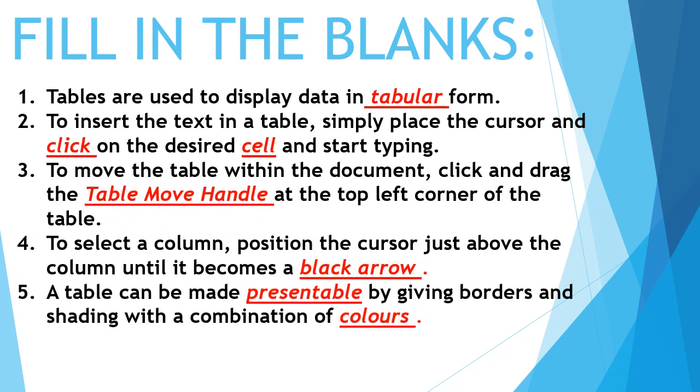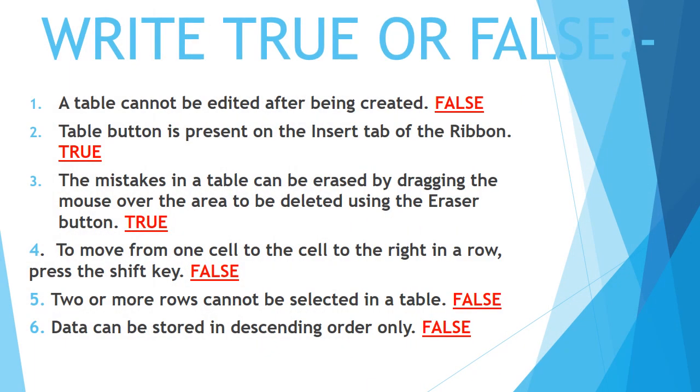A table can be made dash by giving borders and shading with a combination of dash. What can we do by giving borders and shading? Yes, we can make our table presentable. And borders and shading we can give by using colors. So a table can be made presentable by giving borders and shading with a combination of colors. In this way your table becomes presentable. Now we will discuss some true false.